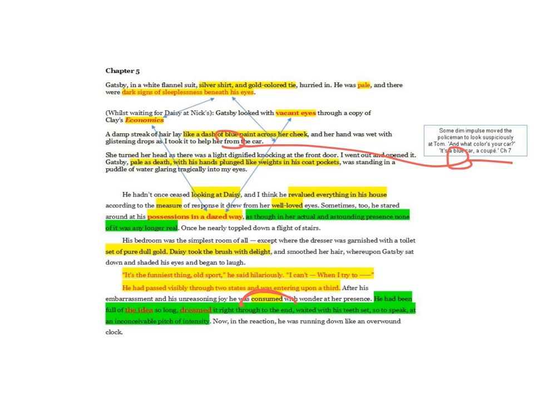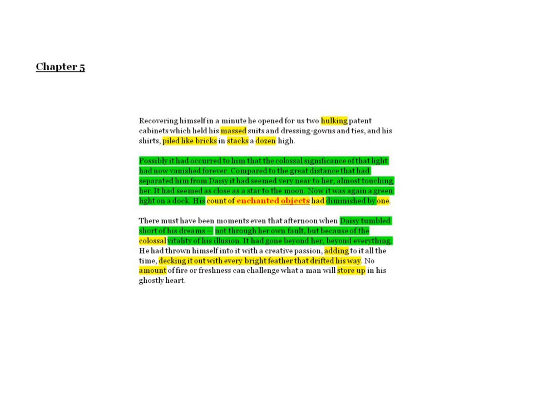Down the bottom here, he had been full of the idea so long, dreamed it right through to the end, waited with his teeth set, so to speak, at an inconceivable pitch of intensity. Now he was like an overwound clock. So some very important imagery there in terms of anticlimax related to desire, which is impossible to fulfill or meet expectations. Our desire ideas are most perfectly illustrated here in these quotes, I think.